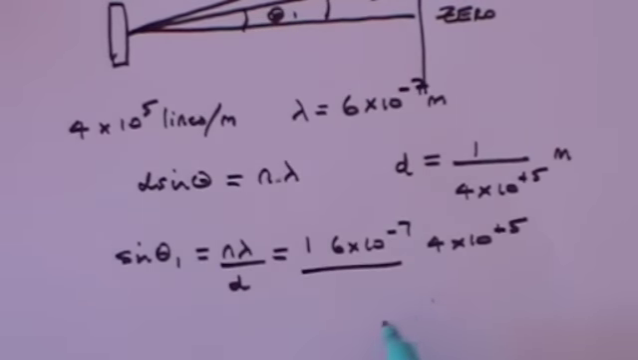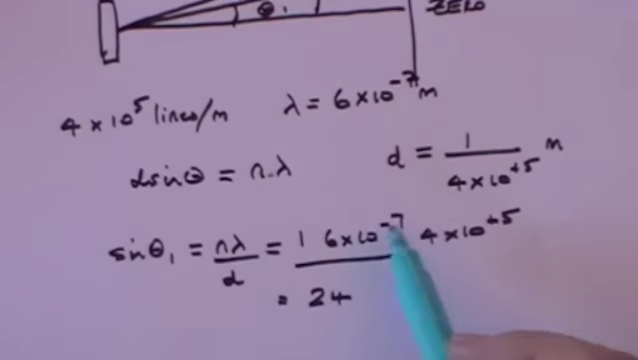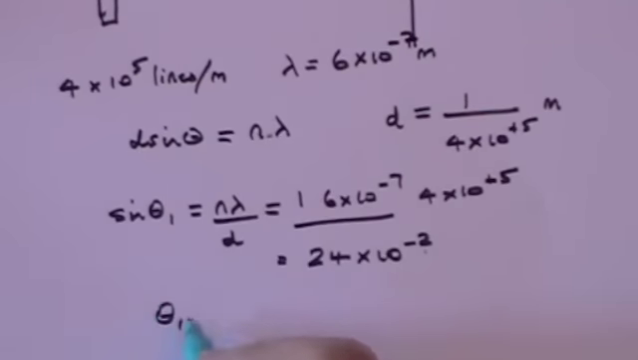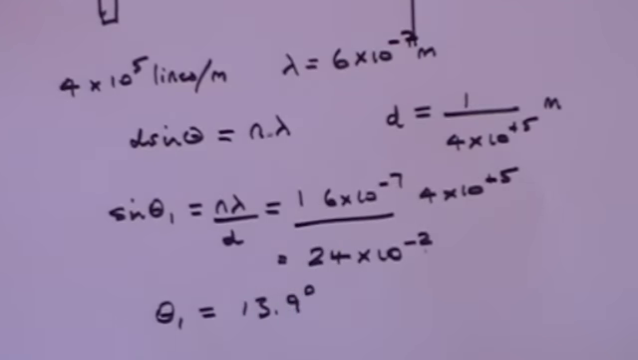Right, so let's multiply that out. You've got 6 times 4, that's 24. 10 to the minus 7 times 10 to the plus 5 is 10 to the minus 2. That's sine theta 1, which means that theta 1 is equal to 13.9 degrees.